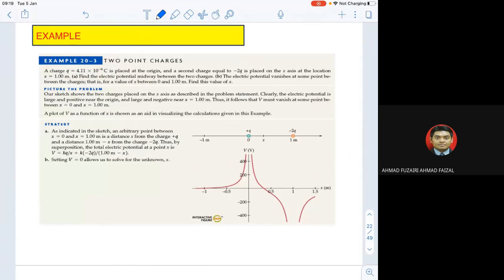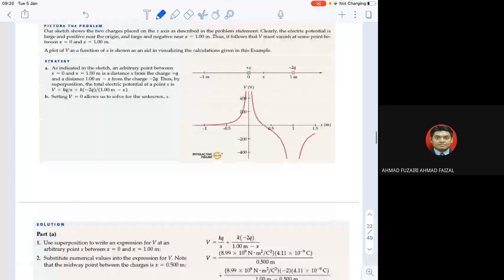A charge Q of 4.11 nanocoulomb is placed at the origin, and a second charge equal to negative 2Q is placed on the x-axis at the location x equals 1 meter. Find the electric potential midway between the two charges. So how to solve that? Again, they will use the Q over R.